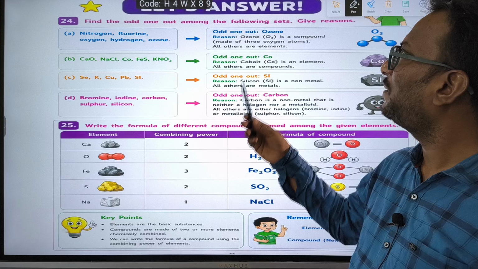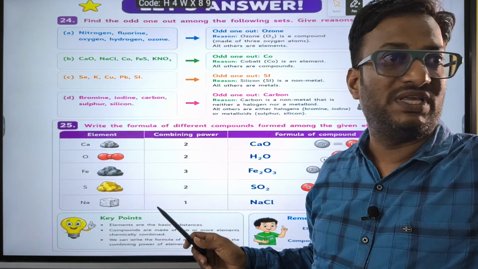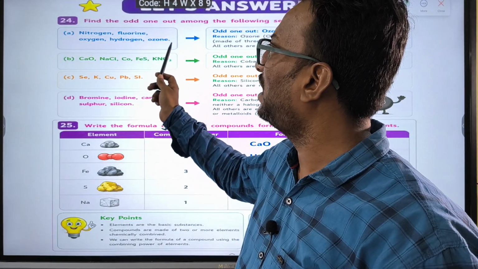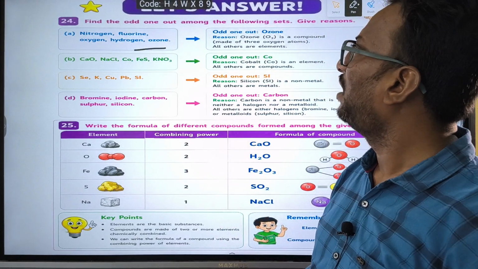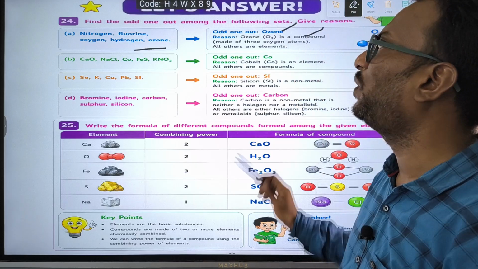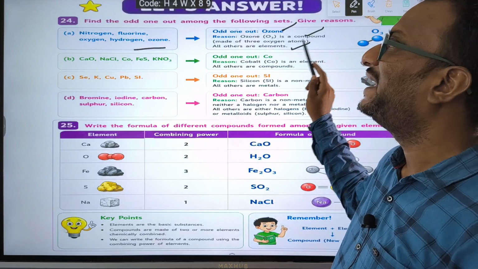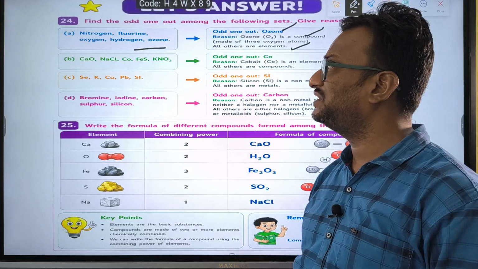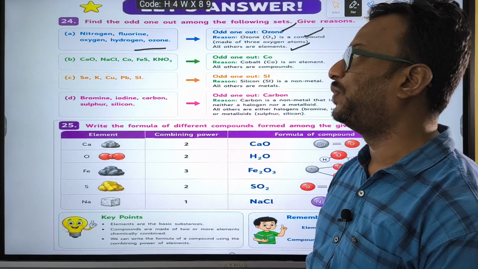Find the odd one out among the following sets. Give reason. Nitrogen, fluorine, oxygen, hydrogen and ozone. In this, which is the odd one? Odd one out is ozone, because ozone O3 is a compound made of 3 oxygen atoms. All others are elements. Nitrogen is an element, fluorine is an element, hydrogen is an element, oxygen is also an element. Ozone is a compound.